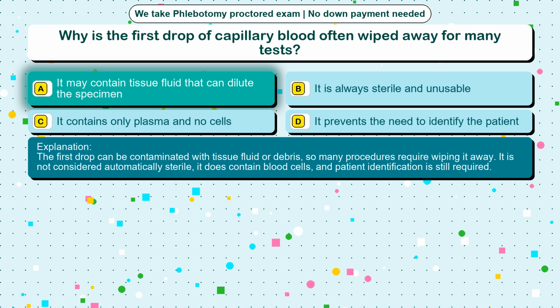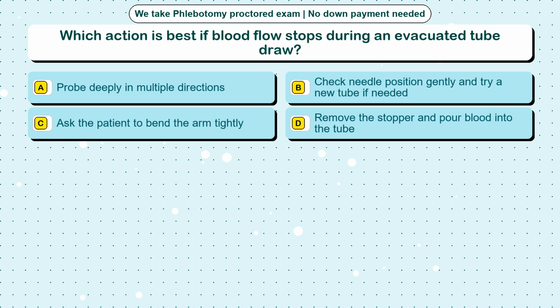It is not considered automatically sterile, it does contain blood cells, and patient identification is still required. Question 20. Which action is best if blood flow stops during an evacuated tube draw?